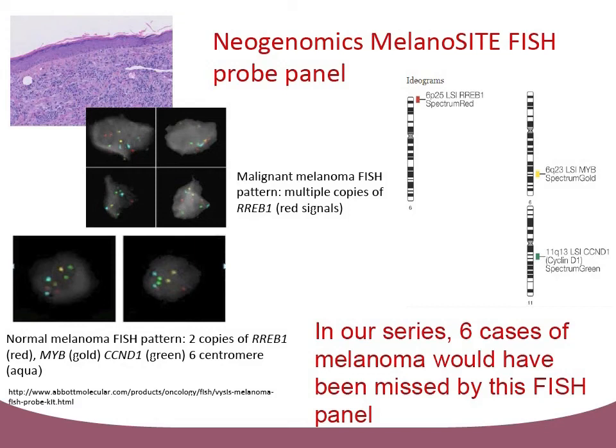In our series, looking at our data and asking, would we have had abnormal 6p, abnormal 6q, abnormal 11q? 6 of our 27 should have had a normal FISH assay because they did not have alterations of those regions. And yet they had alterations elsewhere in the genome that were consistent. Because remember, 10q, 9p, 7q, those are also recurrent.